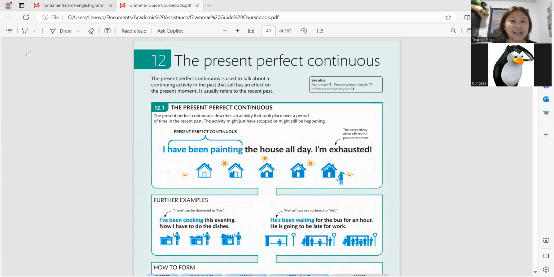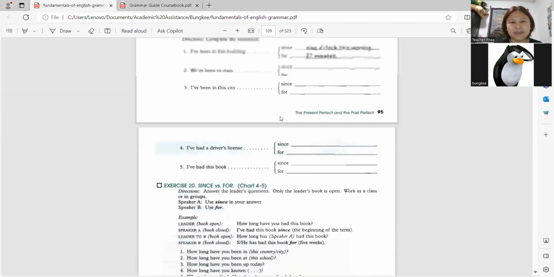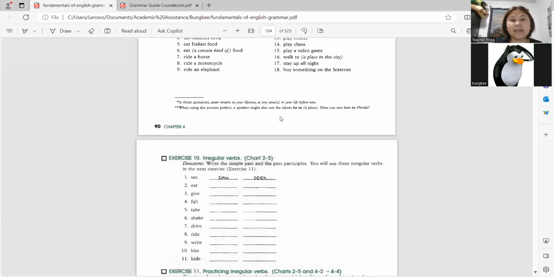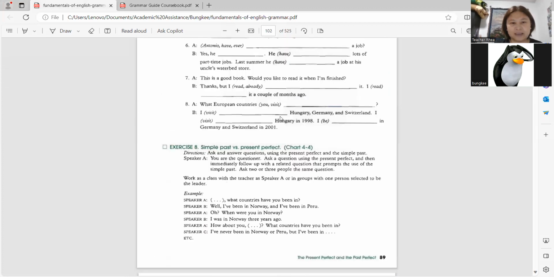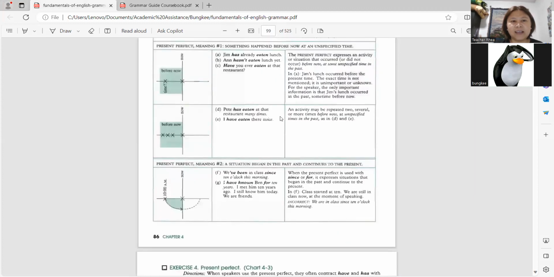So last night we talked about the present perfect tense, right? Present perfect tense. And what's the structure? What's the structure of present perfect tense? Structure, like subject plus have plus verb three. Okay, yes.